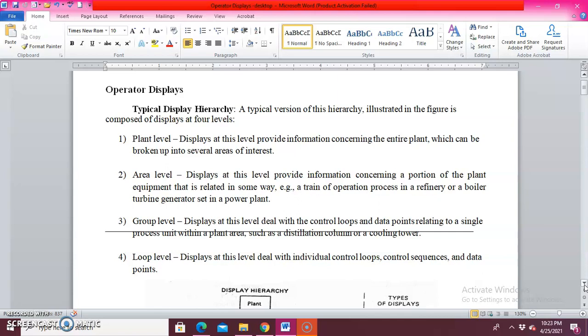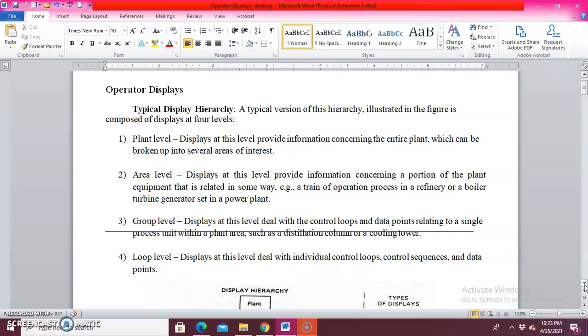Then the area level is concerned with a portion of plant equipment that is related in some way. In a big plant, which consists of so many units, the units are like a flow control or a level control. Out of these, if I am going to control only the flow, or the pressure, then that is an area. For example, a train of operation process in a refinery, or a boiler turbine generator.